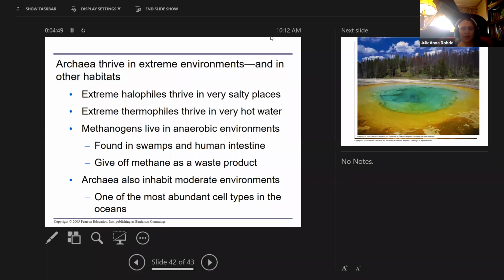Methanogens live in anaerobic environments. They produce methane gas, and that's why they have that name. Instead of a phile classification, they're named for what they produce. We find these in swamps. We find them in our intestines, and they give off methane gas as a waste product. So some interesting facts about methanogens.